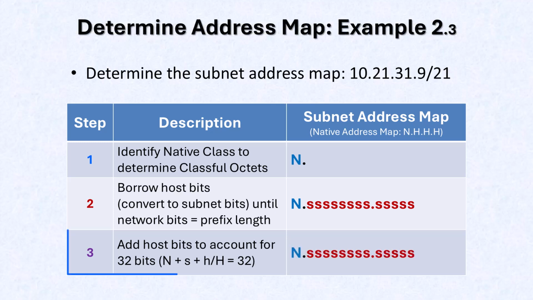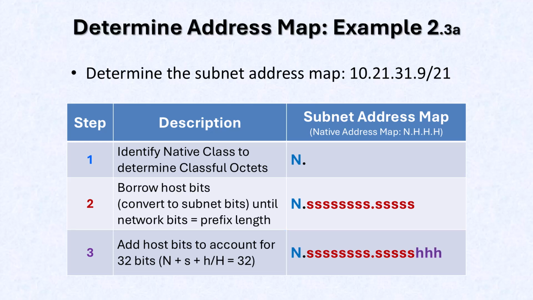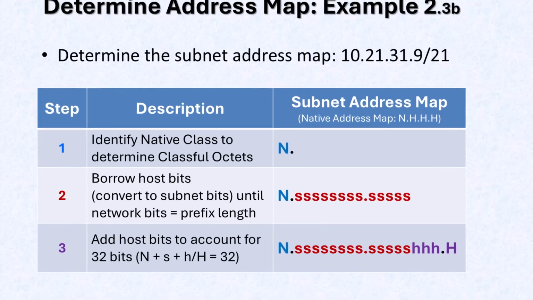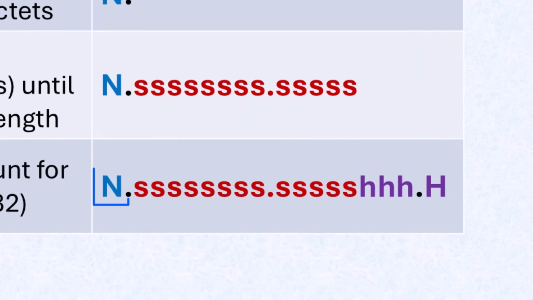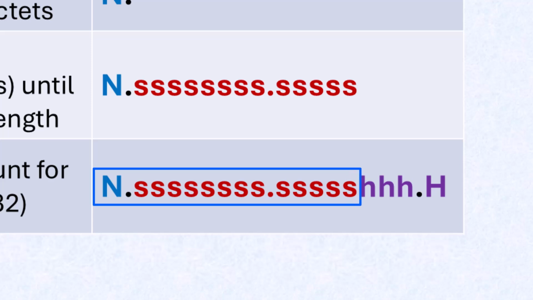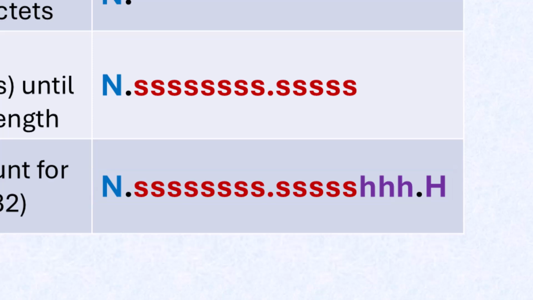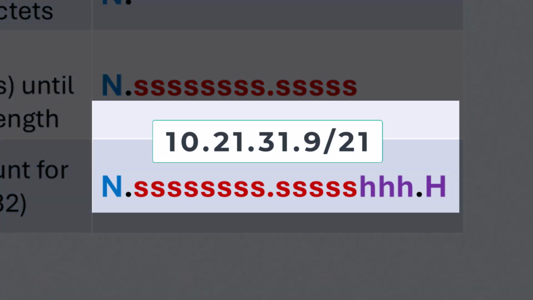Step 3 is to add enough host bits to account for 32 bits. We need to add a total of 11 host bits. Add 3 host bits in octet 3. And use one uppercase H to represent 8 host bits in octet 4. One classful octet, or 8 bits, plus 13 subnet bits, plus 11 host bits, add up to 32 bits. And there we have it. This is the subnet address map for the given address.